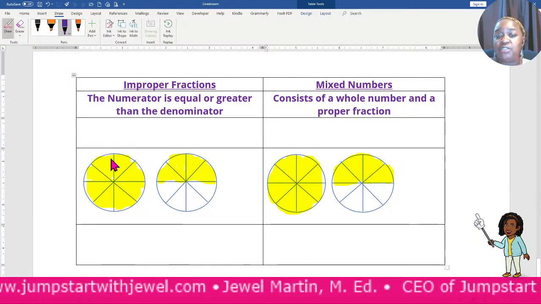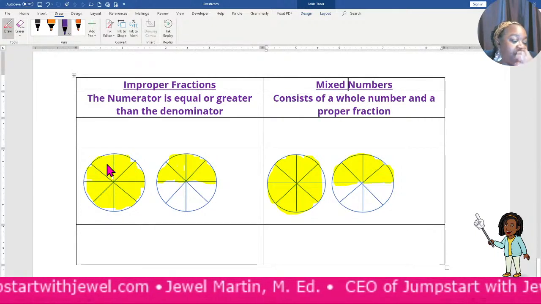If you know anything about fractions, you know that the numerator, hello there on Facebook, how are you?